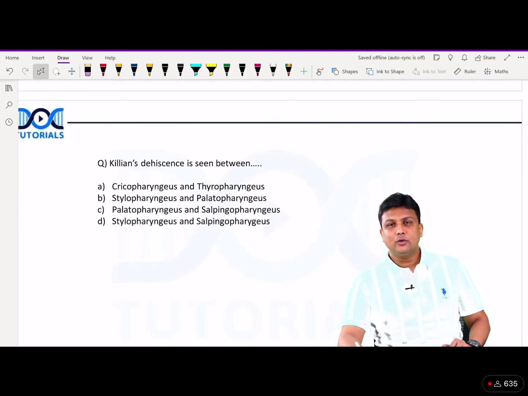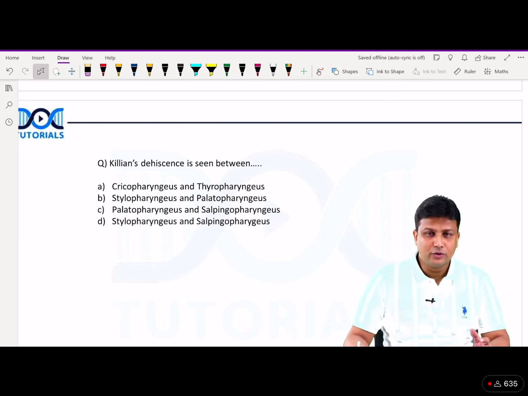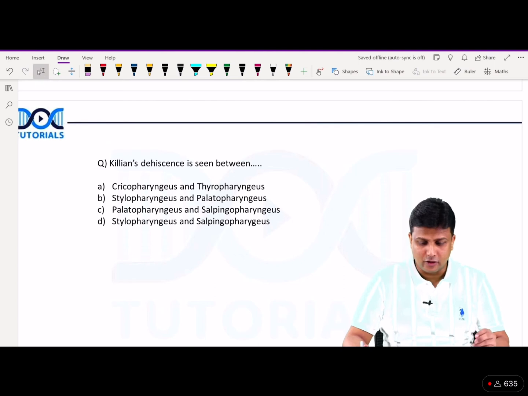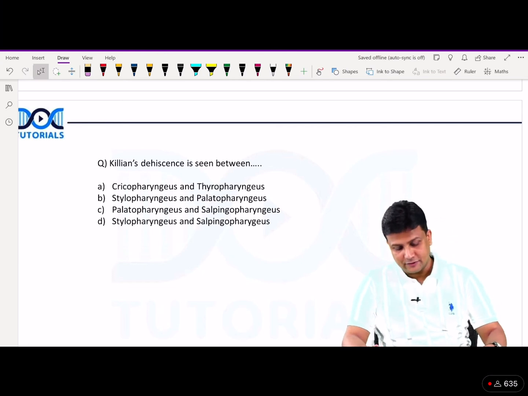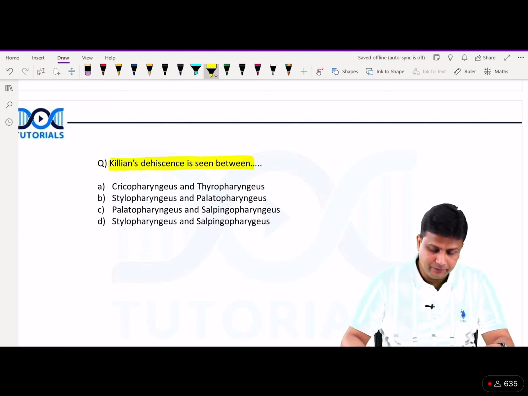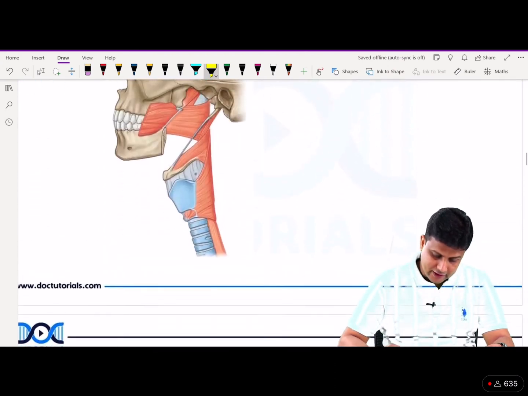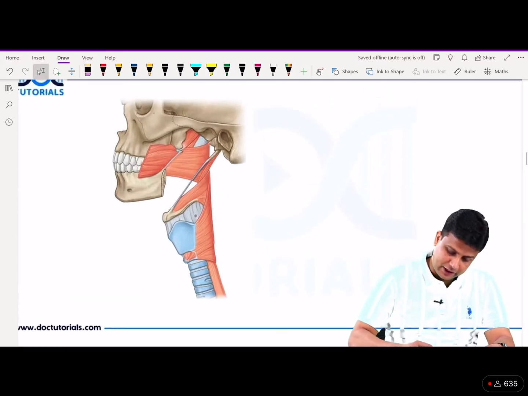Now, as I told you, there are so many questions being asked in the last 2-3 years from the larynx and pharynx, guys. Constantly they're asking. So one question from the pharynx part also, guys. The Killian's dehiscence is seen between what, guys? Killian's dehiscence is actually a triangle shaped weak area in the pharyngeal wall. So let us see it is between which muscles. To understand that, I request all of you to please look at this diagram.